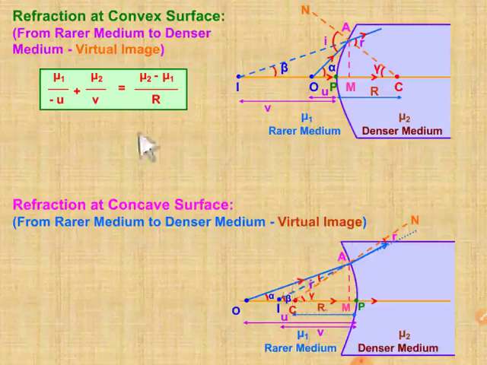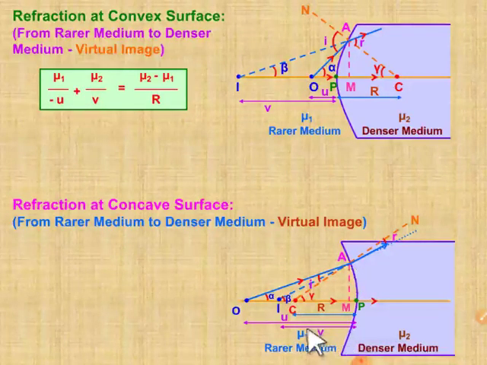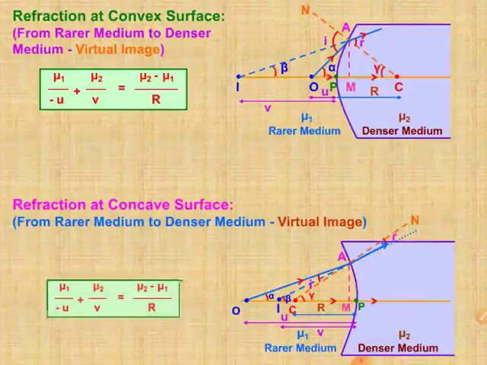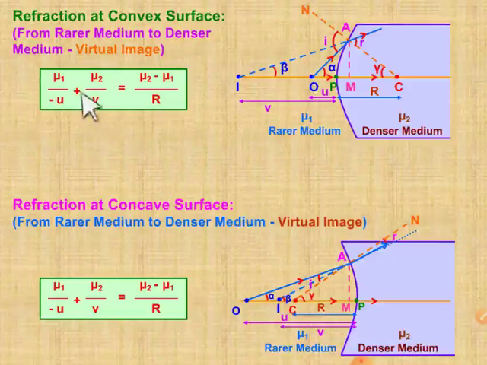So for this also, if you take the same thing, it will have the same rule. This is for mu1 to mu2. Your mu1 by minus u, plus mu2 divided by v, will be equal to what? Mu2 minus mu1 divided by its radius of curvature. Got it? It will come like this, the same relation. So whether it is real or virtual, it is immaterial. The same mnemonic that I have told you will be followed.